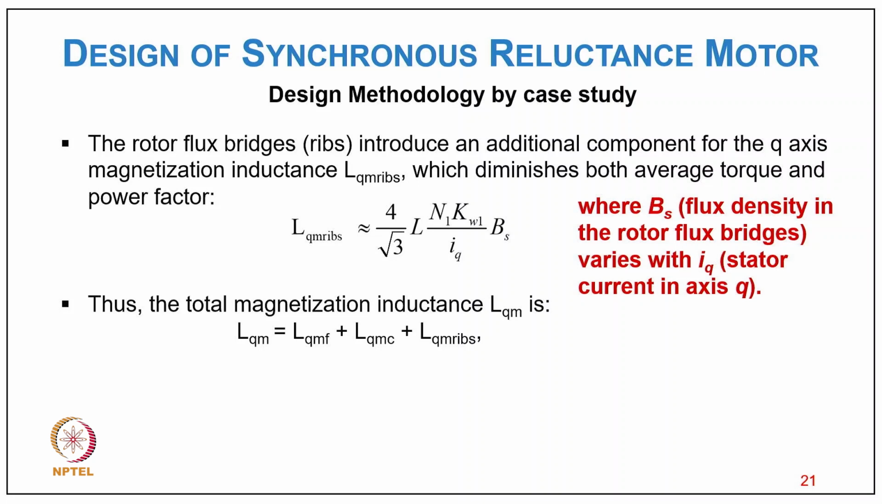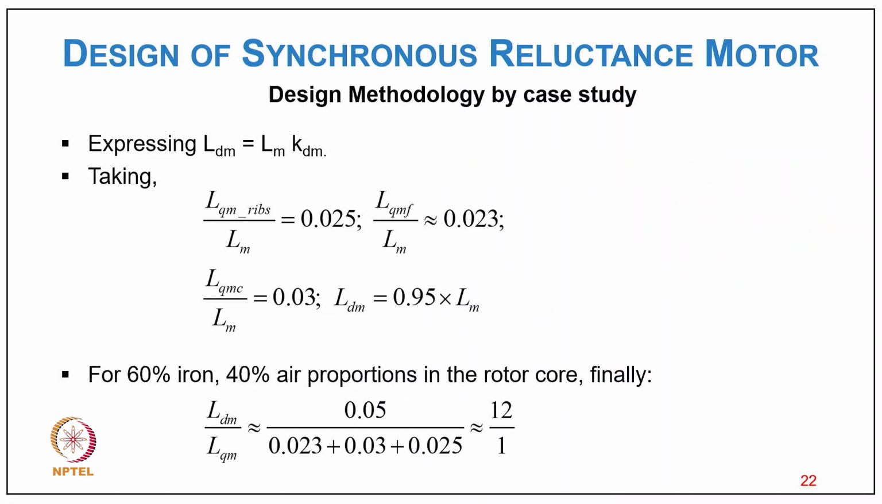So LQM ribs equal to 4 upon root 3 L N1 KW1 upon IQ into BS, where BS is the flux density in the rotor flux bridges, which varies with the IQ hysteretic current in the quadrature axis. Thus, the total magnetizing inductance LQM equal to LQMF plus LQMC plus LQM ribs. So, thus expression of LDM equal to LM into KDM.